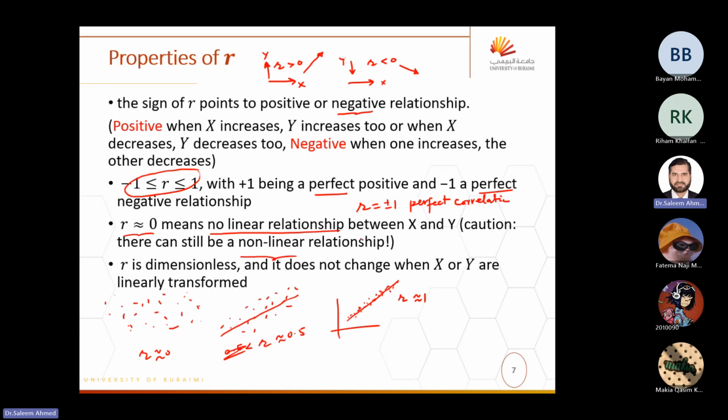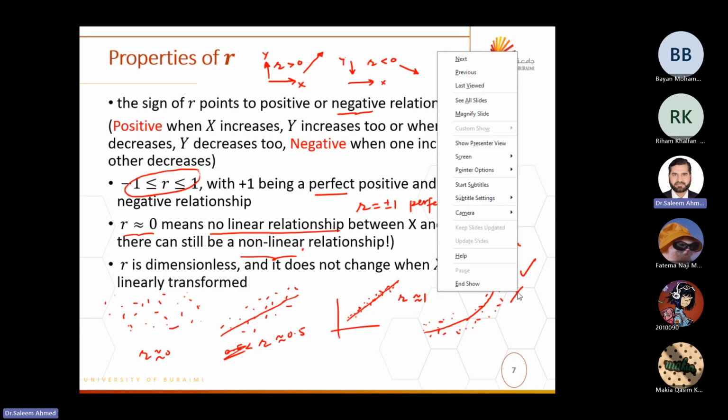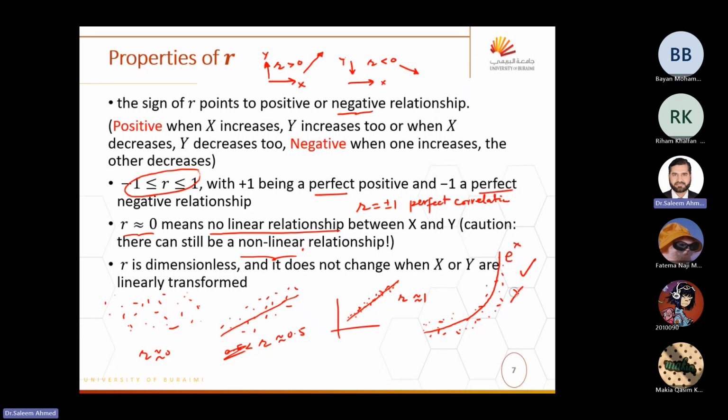There may be some non-linear relationship, but we are not looking for that. Maybe the data is going like this. You see, if I follow this, it is going like a curve, maybe an exponential relationship. It's a non-linear relationship, right? This may be there, but we are not looking for that. We are only looking for linear relationship.